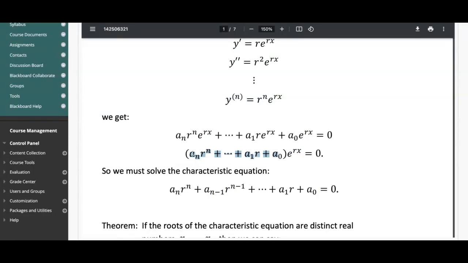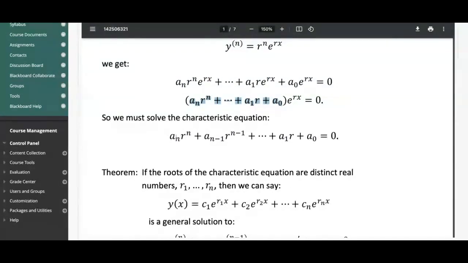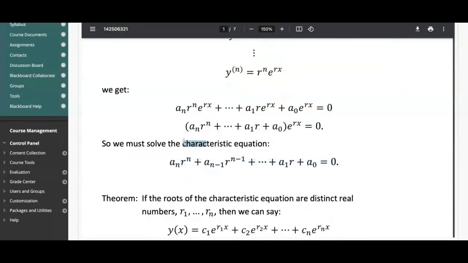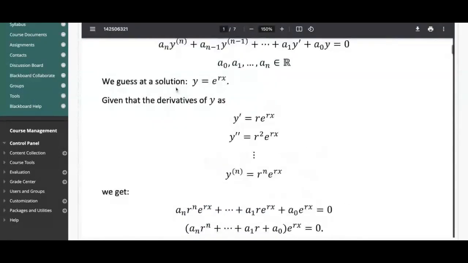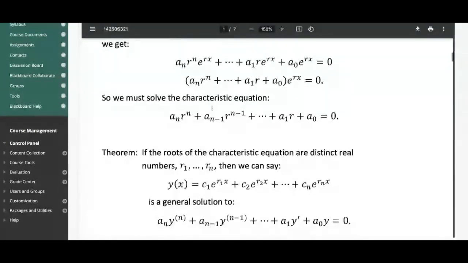So we have a polynomial equation, an nth order polynomial equation. We call it the characteristic equation because it is a part of finding the solutions for this differential equation. That's why it gets a special name, characteristic equation. But in general, this is just a polynomial equation.